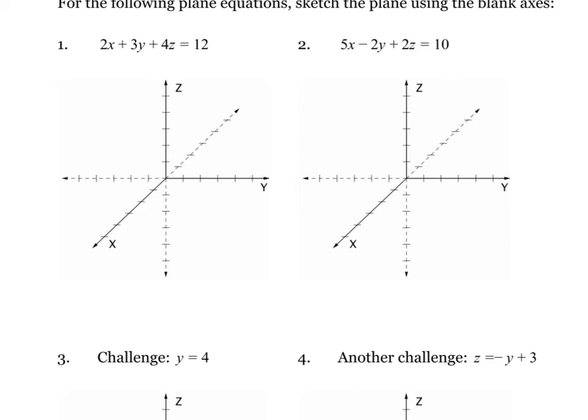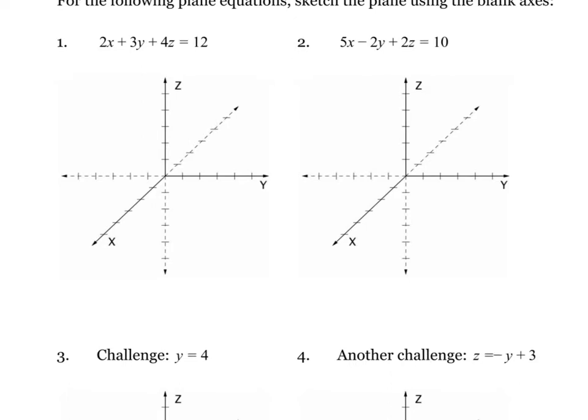Hi, welcome. And now we're looking at Advanced Math, Chapter or Unit 12, Part A, Page 5. Some examples of graphing planes in a three-dimensional coordinate system. So example number one, we have the equation 2x plus 3y plus 4z equals 12.